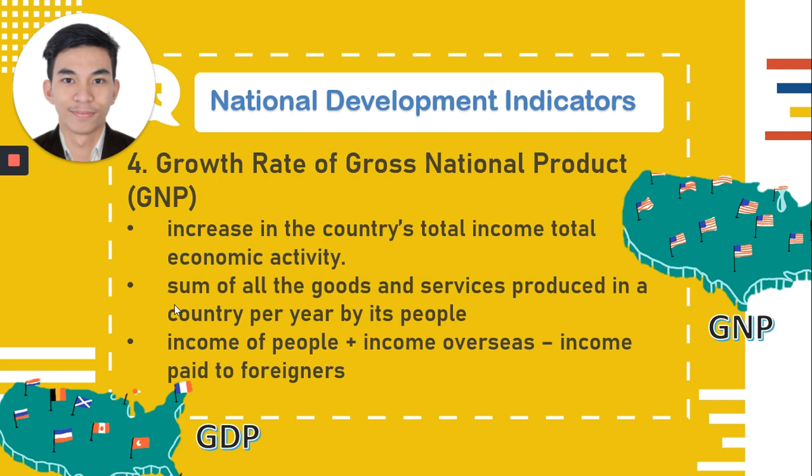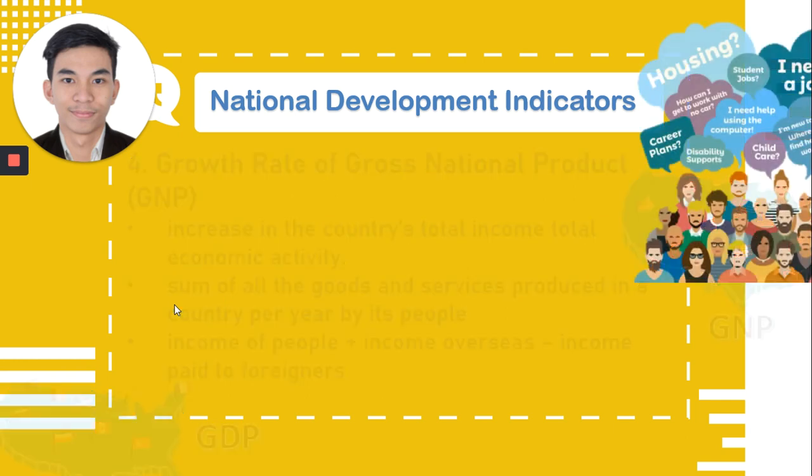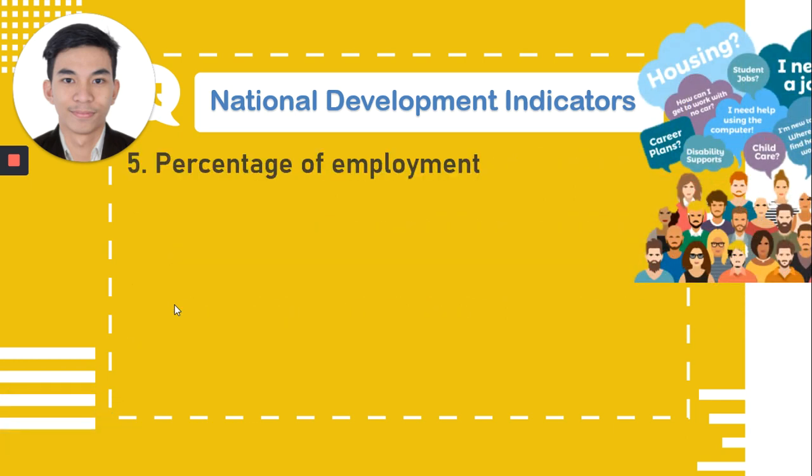Okay? So, ganun po. Ang GDP kasi, kahit multinational siya, basta nasa loob ng country, di ba, yung mga foreign investors doon, magbibigay din sila ng share nila doon sa country yon. And then, ika-count yun as GDP. Pero pag GNP, overseas, okay? Income of people plus income of overseas minus the income paid to foreigners. Okay? So, yun nga. Next one is percentage of employment.